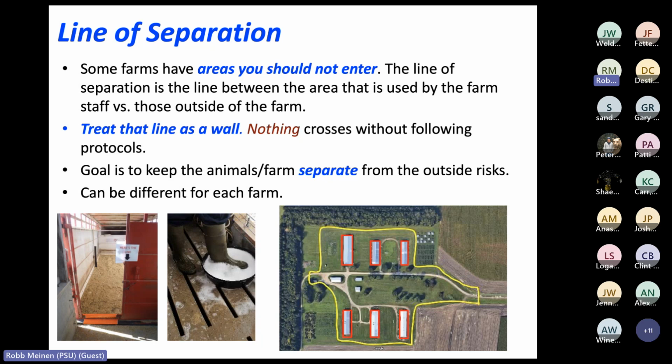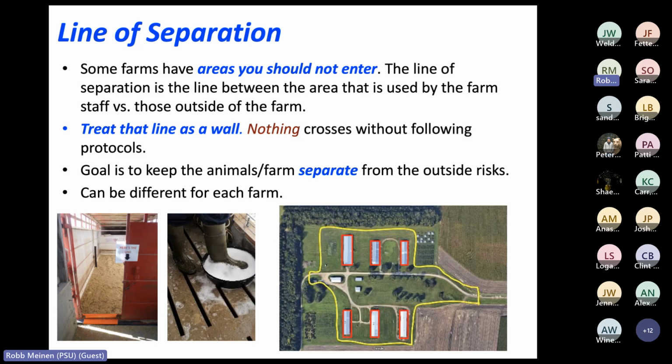Important on this line of separation idea is also this bottom picture. Here we have 6 swine houses at one farm, aerial view, and the physical barrier inside of each one of those barns is designated with the red, right? The red square I have drawn there represents that physical barrier with the door, etc., and we may never go in if we're working with that farm. The yellow line might represent a different idea of a barrier, a line of separation that we might not cross.